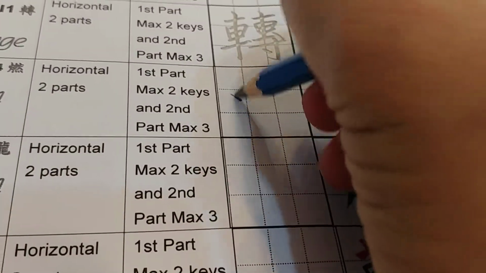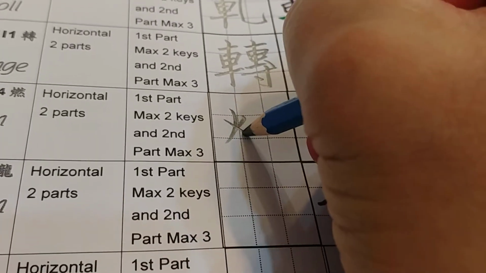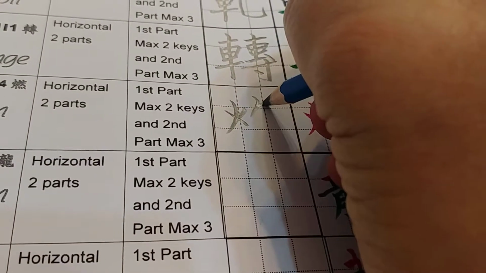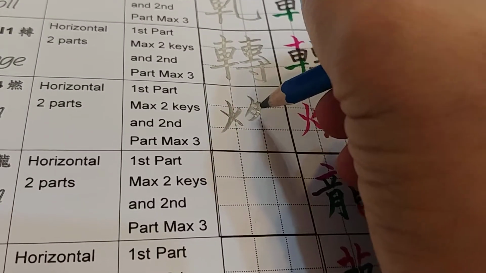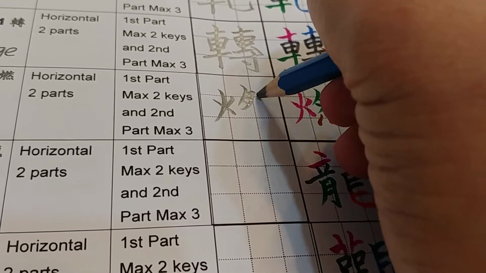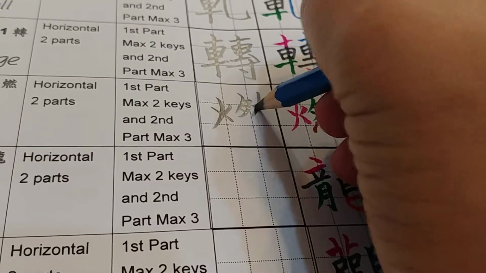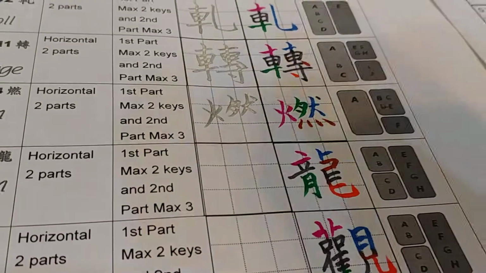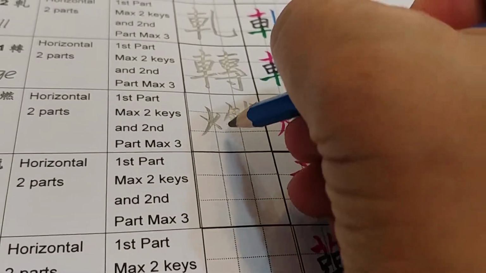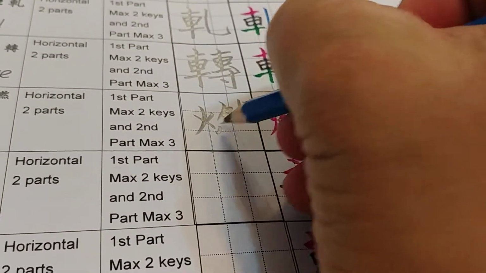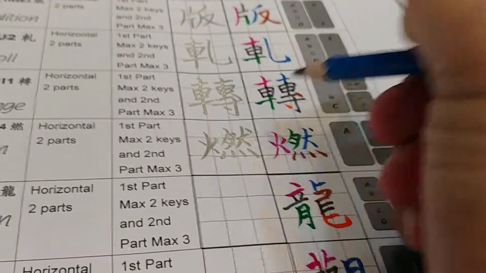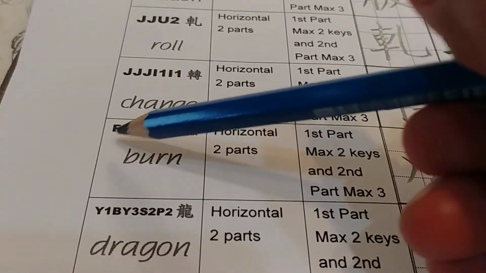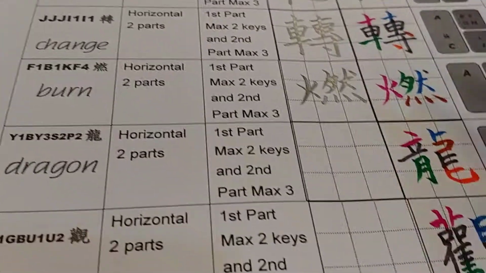Okay, the next one has many strokes, but on the left hand side is F. On the right hand side, this is B. And this is K. When writing, we write a dot after K. And then this is F, 4. So the keys are F, B, K, F.